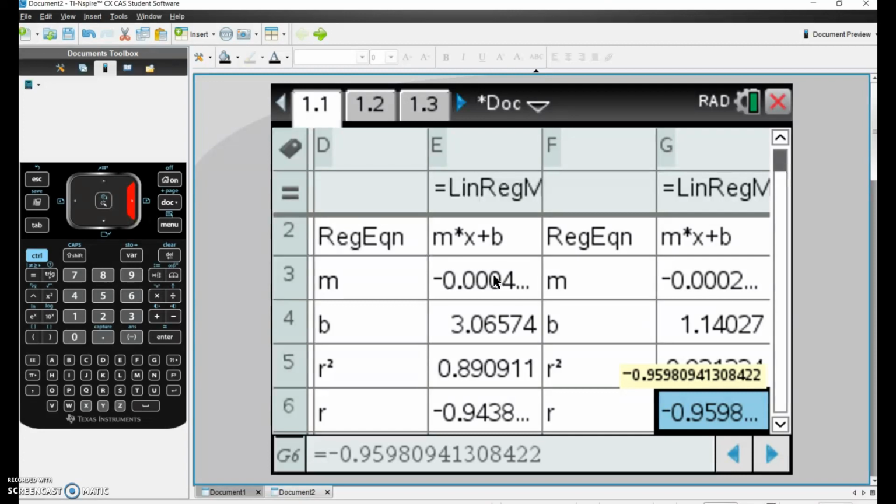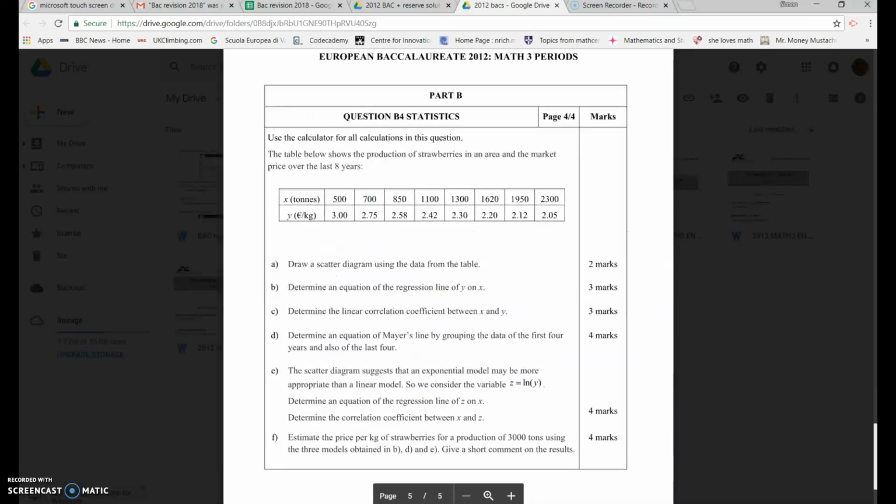So the x and the z fit together a bit better. So what have we done? We've determined the equation of the regression line of z on x, and we've found the correlation coefficient. So that's E, all done and dusted. And you can be quite mechanical about that. It will give you this. Do a third column. Do these things with the x and the z.